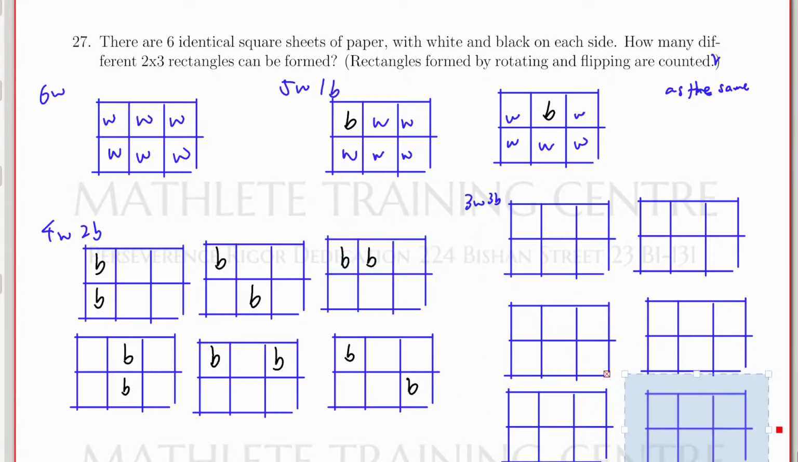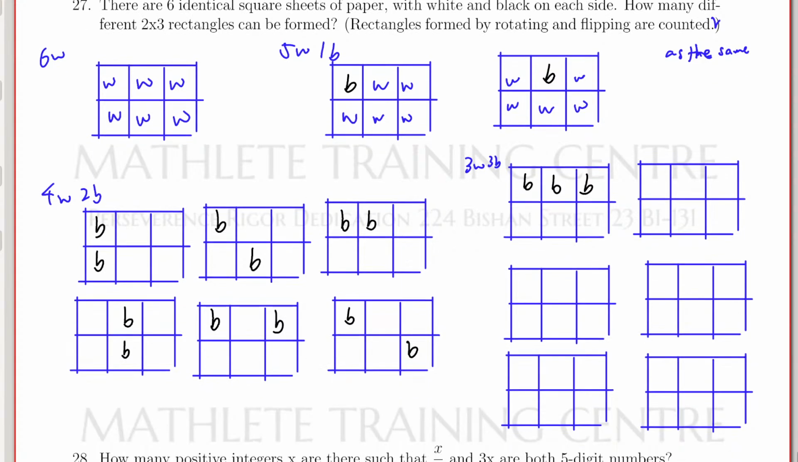Okay, let's fit in the cases for 3 white and 3 black. So again, I'm just going to list out the black color shape. I can have all 3 of them at the top. I can have 2 of them at the top and 1 of them at the bottom. So 2 of them at the top, what kind of situation can I have? Actually, if you realize, all 3 of these are different. Right? All 3 of these are different.